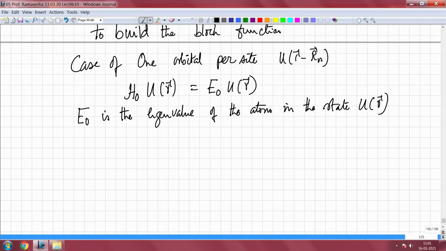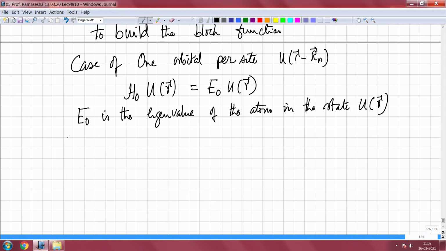U of R can be either a 1s orbital, 2s orbital, 2p orbital, in which case you have degeneracy, or it can be 3s, 3p, 3d and so on and so forth. But right now I am only considering non-degenerate orbitals, so I will only consider s orbitals for now. So, E naught will be the energy of the s orbital of the atom. It could be 1s, 2s. If you are looking at sodium, it may be 3s orbitals that you are looking at.